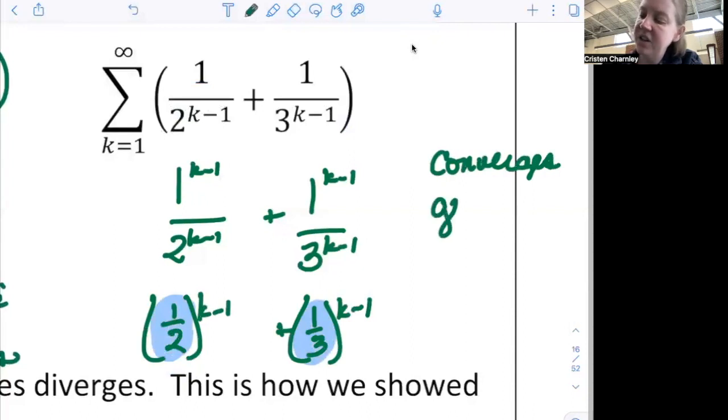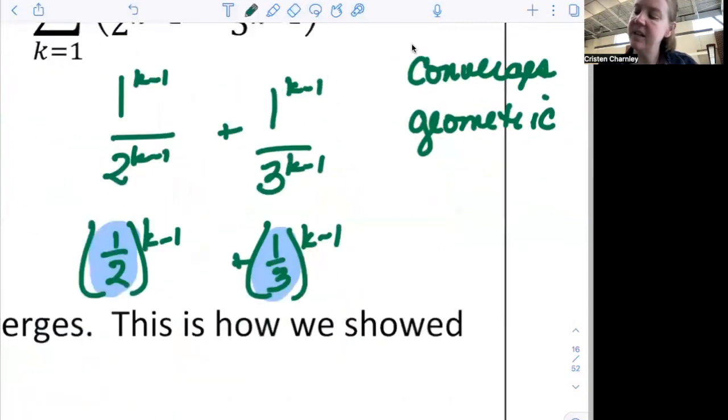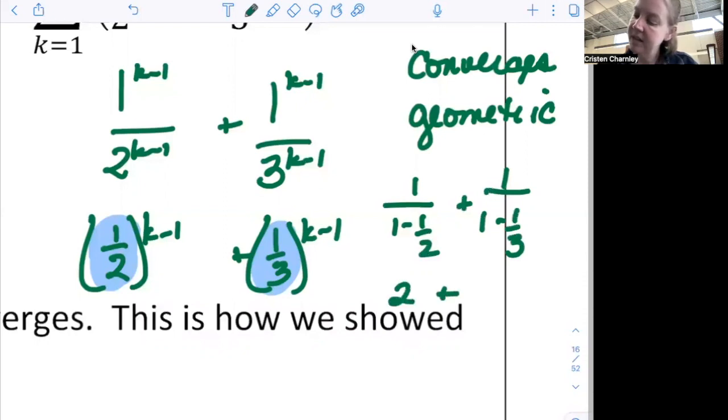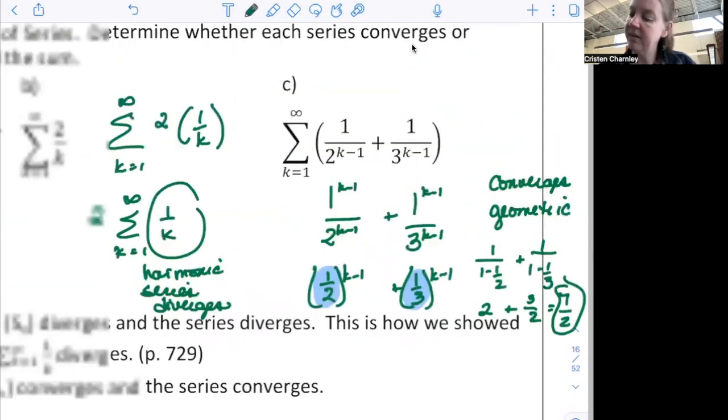And because it's geometric, I can actually find the sum. Remember, we can't find the sum of everything, but we can find the sum of geometric series. So this will be 1 over 1 minus 1/2 plus 1 over 1 minus 1/3. The first fraction becomes a 2 when we're all done. This is a 1 over 2/3, which is 3/2. So altogether, this is 7 over 2, which is really great.